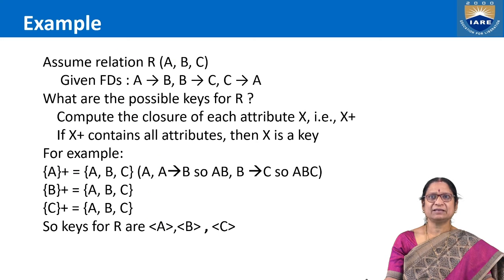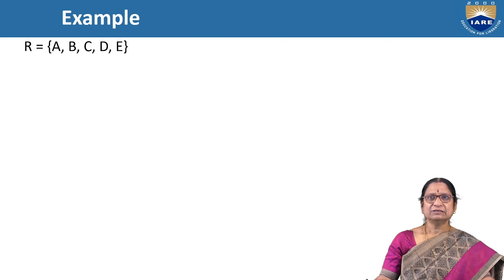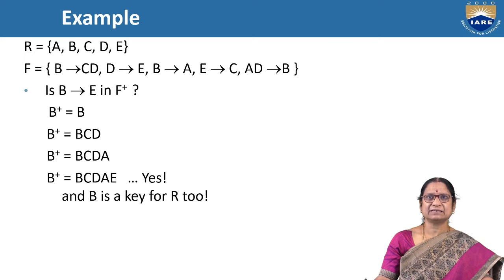Another relation is there. By using this relation, when computing, we will get the attribute closure of A as ABC, B also ABC, and C also ABC. So A, B, C are all keys of that particular relation, candidate keys, remember that. Now consider the relation schema A, B, C, D, E with FDs: B determines CD, D determines E, B determines A, E determines C, AD determines B.